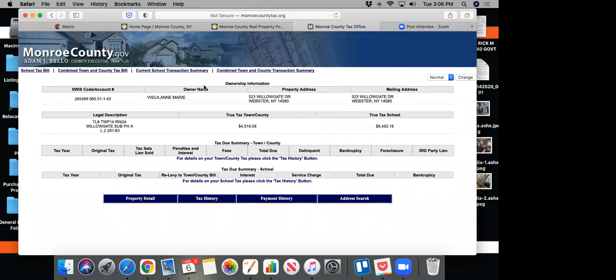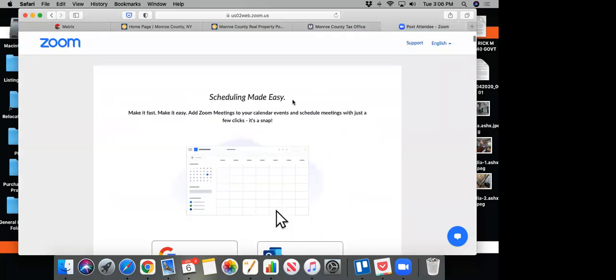Now, what you want to do is you always want to print this page, and you want to hand it in. If you're listing a house in a village, there's also going to be a village tax. So you're going to want to call the village and ask what the village tax is.